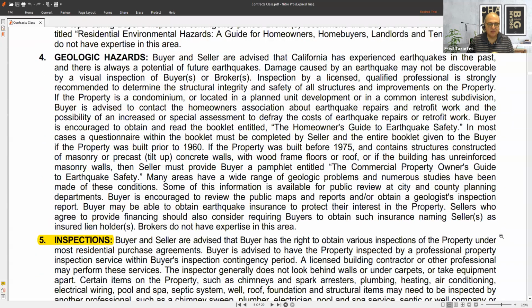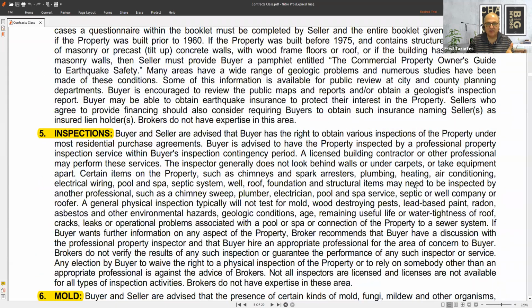Inspections. Buyer and seller are advised the buyer has the right to obtain various inspections. You do your home inspection. If your home inspector says you should have a roof inspected, make sure you get a roof inspection. You can have as many inspections as you want during the time period that you have for inspections, which is typically 17 days.